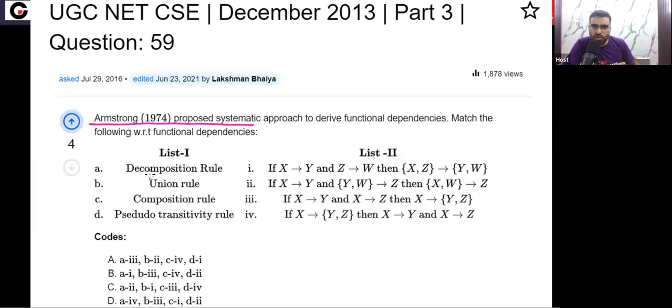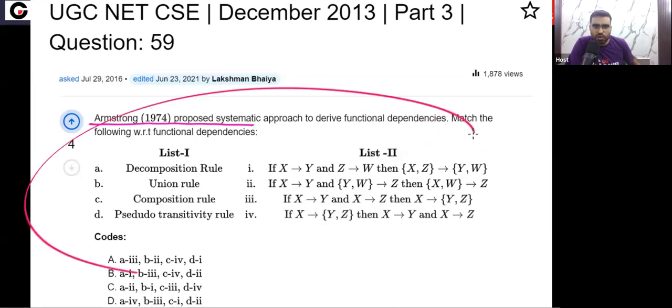So if you don't know these names, you don't have to worry from the GATE exam point of view. But if you are preparing for UGC NET, NET, ISRO, basically PSU exams or government exams, then they can ask you any type of question. But this question is not suitable for the GATE exam. Anyway, let's solve this question.